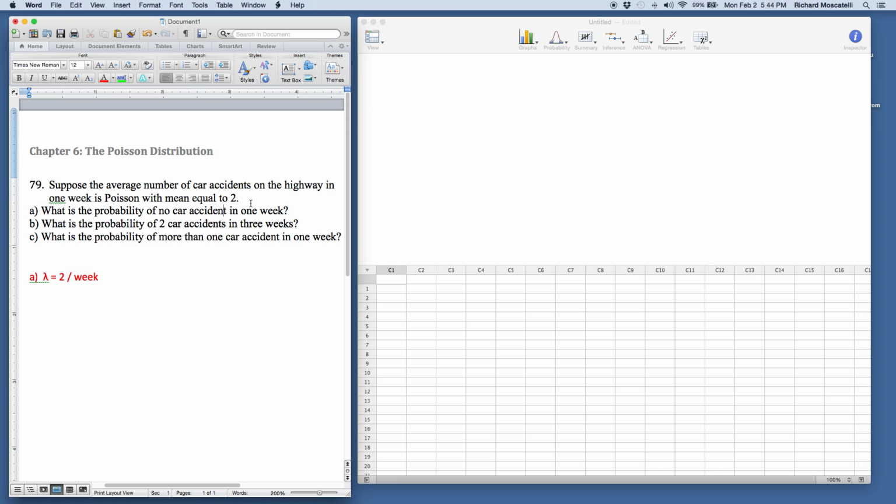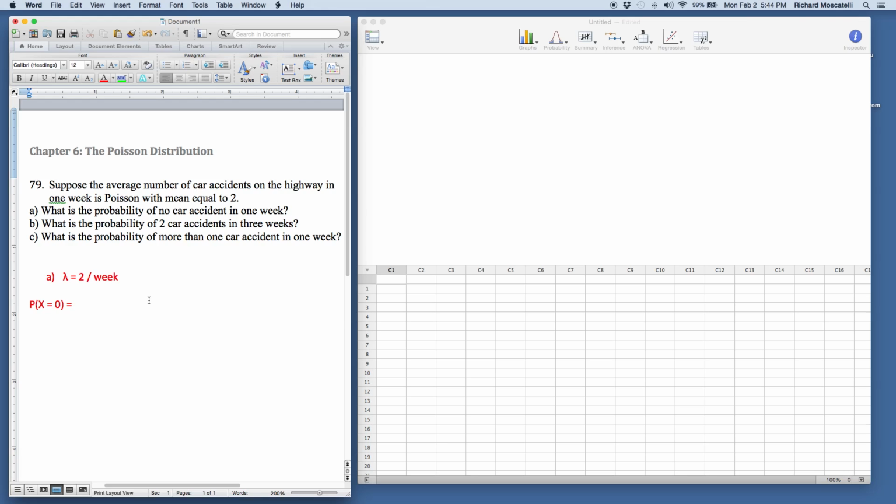It could be 0, it could be 1, it could be 4. Who knows? But this particular question wants to know, what's the probability of no car accident happening? Or in other words, what's the probability of 0? So the probability that x takes on the value of 0. Well, typically, if we were going to do this by hand using the Poisson formula, we'd have to use the formula e to the negative lambda, lambda to the k power, divided by k factorial, where k is 0 and lambda is 2.